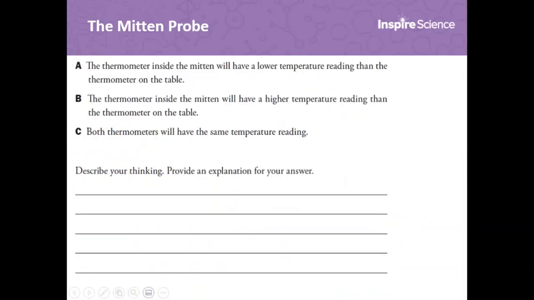Do you think that A, the thermometer inside the mitten, will have a lower temperature reading than the thermometer on the table? Do you think that B, the thermometer inside the mitten, will have a higher temperature reading than the thermometer on the table? Or do you think that C, both thermometers will have the same temperature reading?